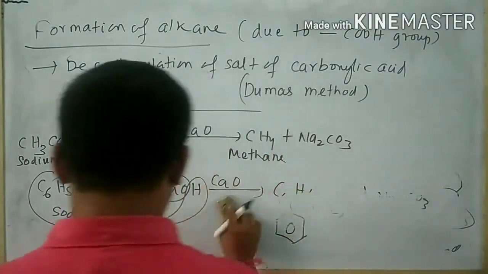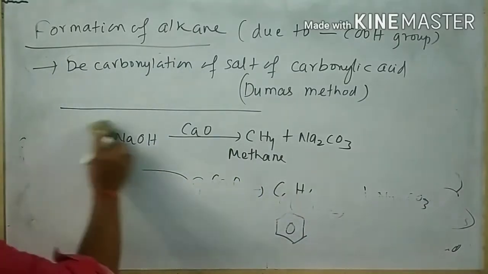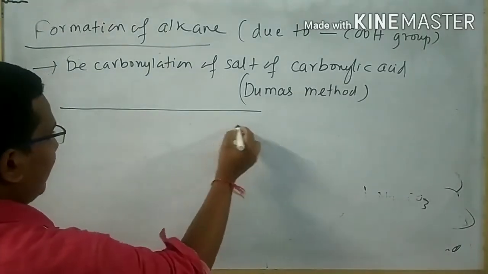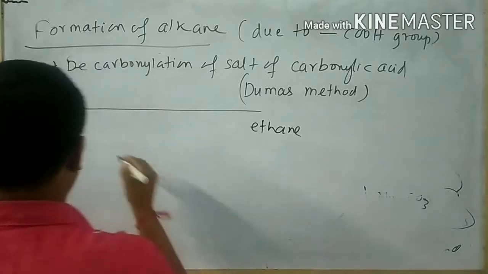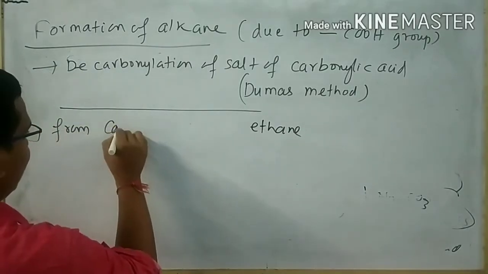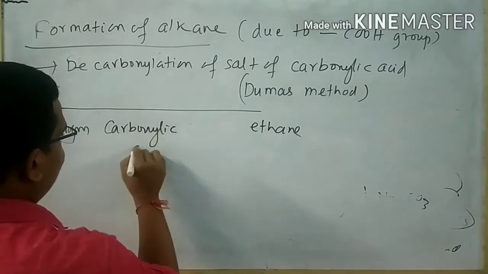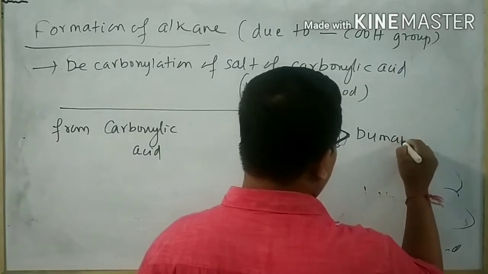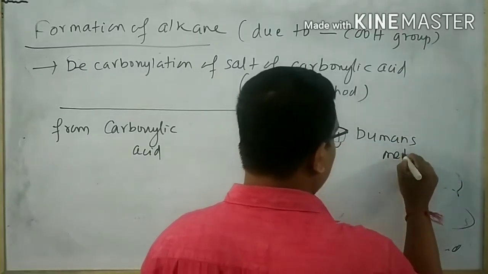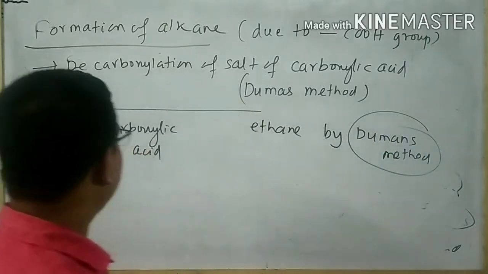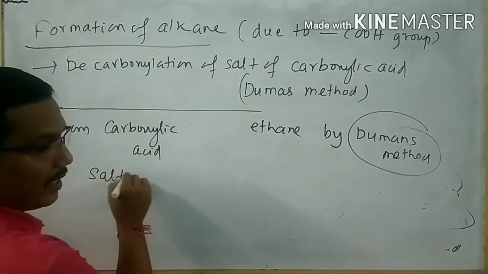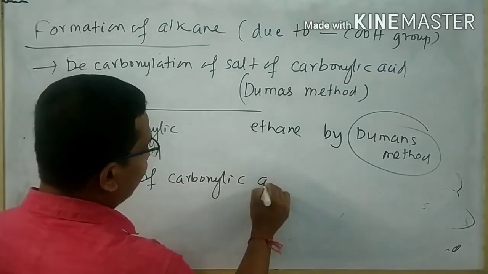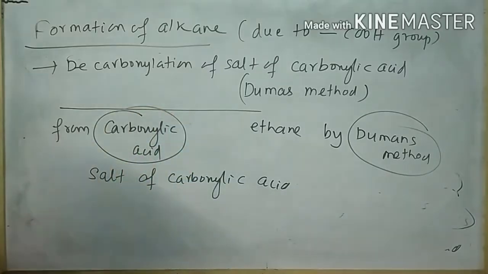In many cases, a question will be asked in the exam: how can you prepare ethane from carboxylic acid by the Dumas method? Actually, for the Dumas method, we need a salt of carboxylic acid. But here carboxylic acid is given.